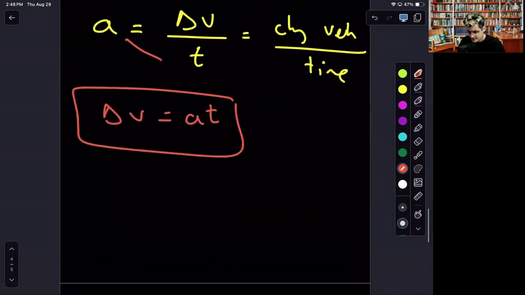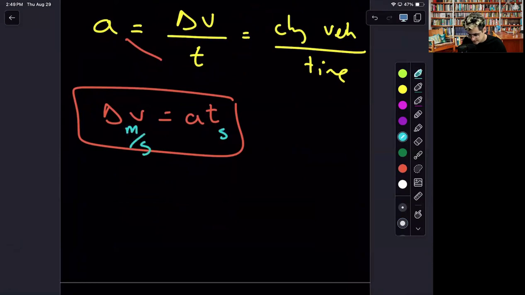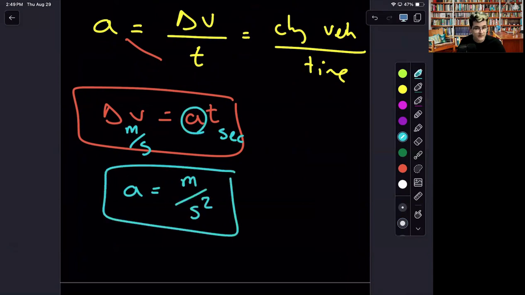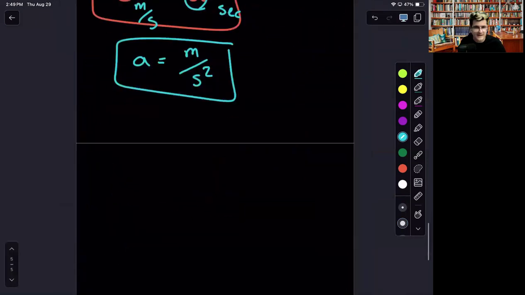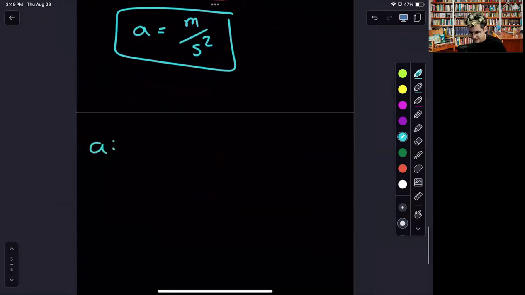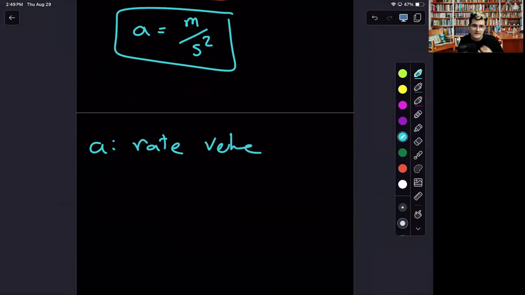So the unit of acceleration is like this. This is meter per second. This is second. So the acceleration would be meter per second squared. There we go. Very simple. Okay. So meter per second squared is the unit for acceleration. But what exactly is acceleration? Acceleration is the rate of change of velocity. It just means how fast you can get fast. Make sense? It's basically how quick you can get fast.